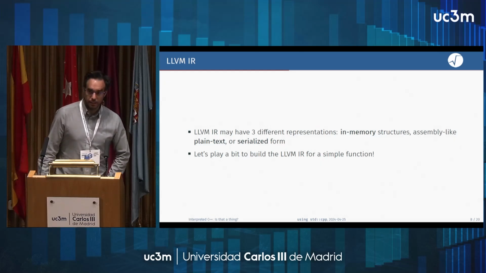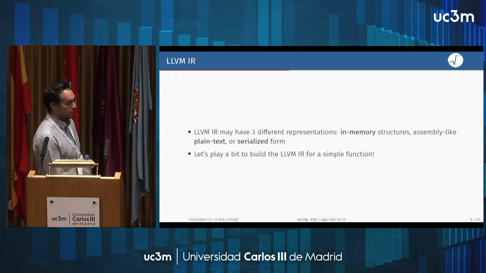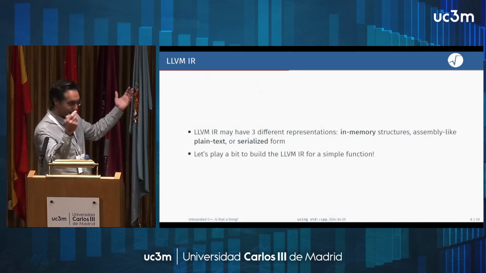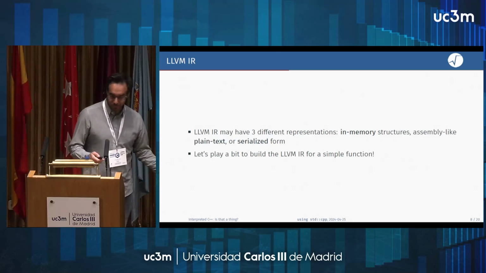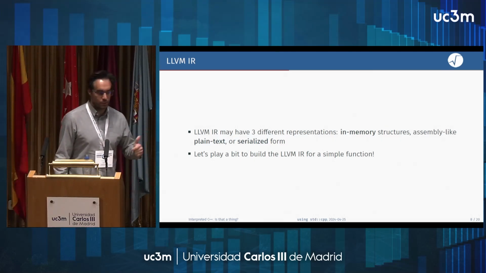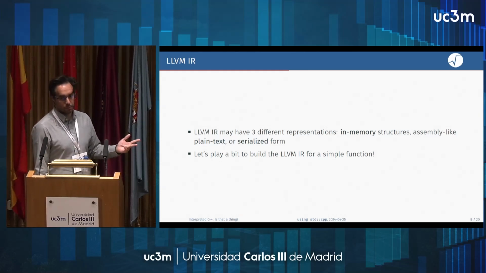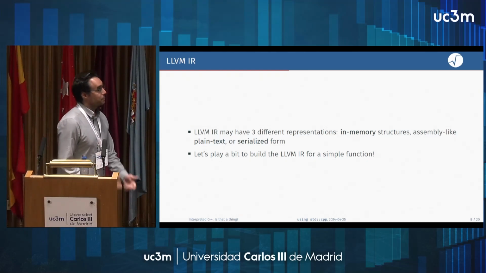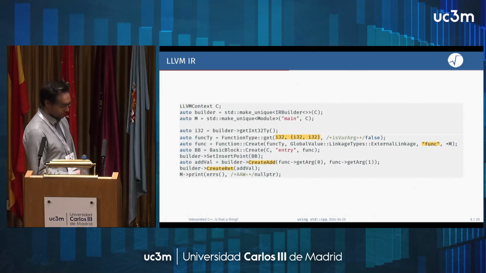So this intermediate representation, in the case of LLVM, comes with its own intermediate representation, which is simply called LLVM IR. You might not have guessed it. It has three different representations: the in-memory structures, an assembly-like plain text dump, and the serialized form that we call the bit code. So let's play a bit to try to build the LLVM IR for a simple function.